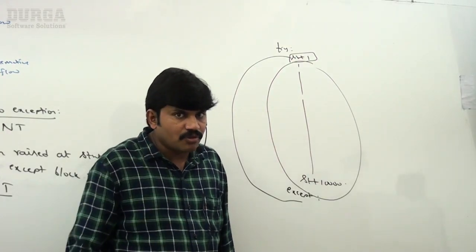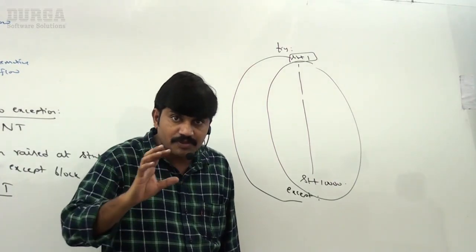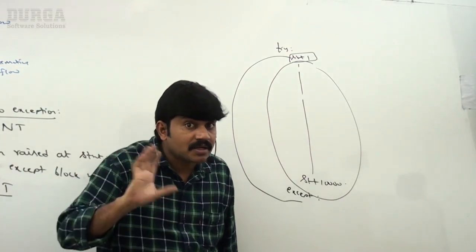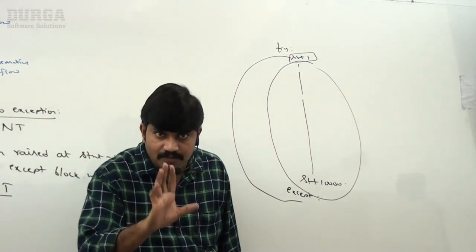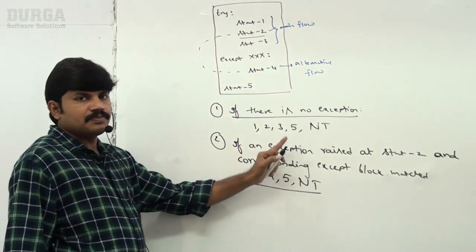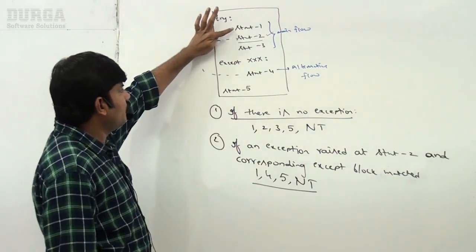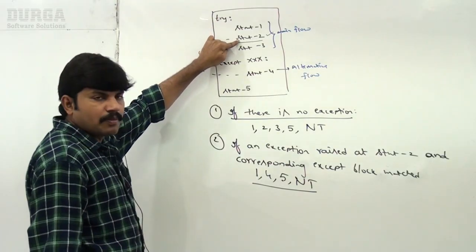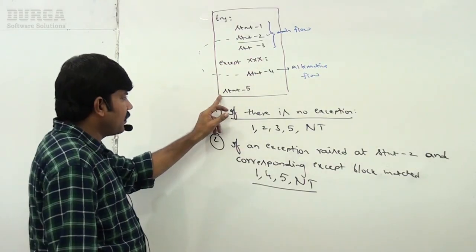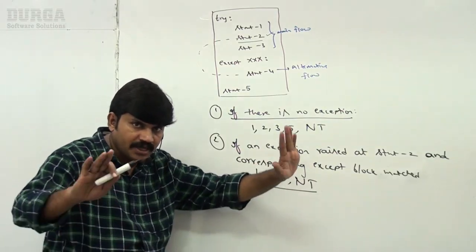Even in the last example, have you remembered? Try of statement 1, statement 10 by 0, statement 3. I took statement 10 by 0 only in the try block, but not all 3 statements. So it's clear. If an exception is raised at statement 2 and the corresponding except block matched, statement 1 is executed. While executing statement 2, the problem came. Immediately control came to the except block, and after completing the except block, statement 5 will be executed. 1, 4, 5, normal termination. Any doubt about this one?